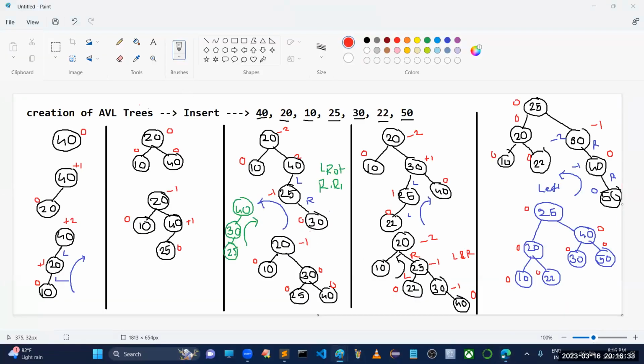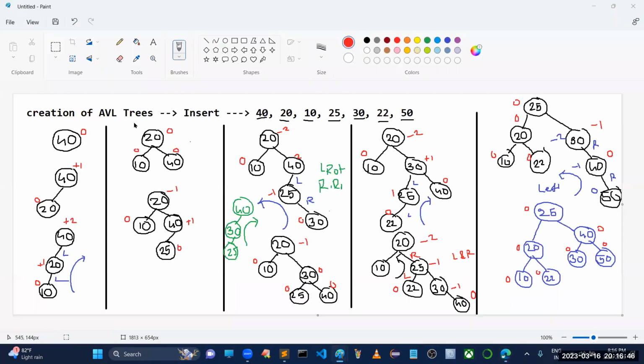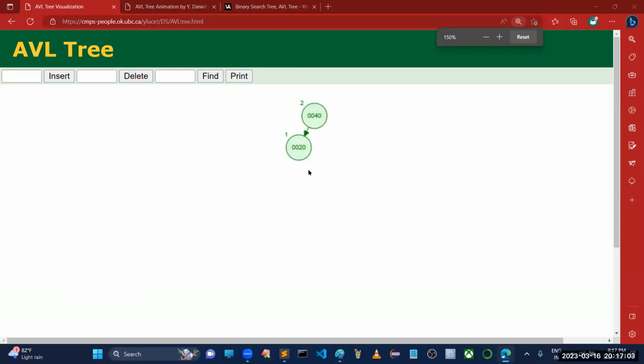40, 20, 10. The first node which I am giving is nothing but 40. Try to insert 40. Sir, 40 came, right? So the next node which we have to insert is 20. I want to insert 20. Have you observed? We got it here.